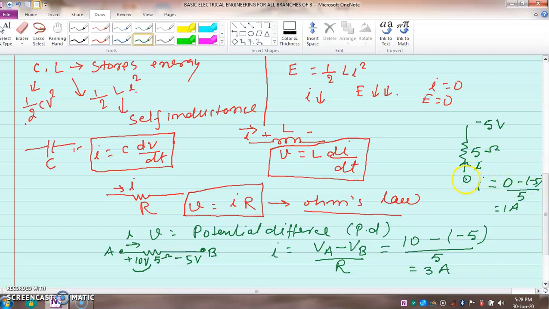Here this negative potential is smaller than 0 volt, so current will be this voltage minus this voltage, potential difference, divided by resistance. This is a very important relation because everywhere I need to use it, either with Kirchhoff current law or Kirchhoff voltage law in coming lectures. So this relation is very useful.